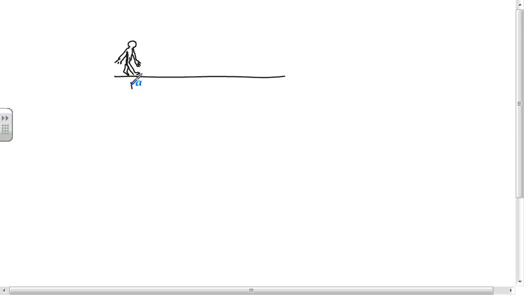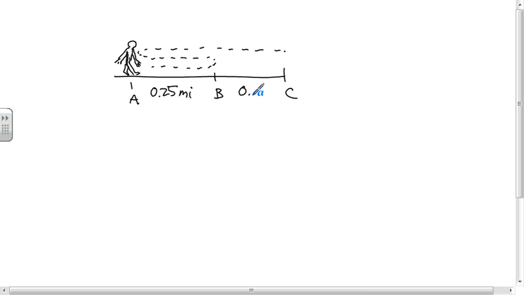So he starts out here at this point A. He goes to the point B. Then he realizes he forgot his keys, goes back to A, and then goes to C. Okay. And let's say that these distances are a quarter mile, and this distance is 0.15 miles.